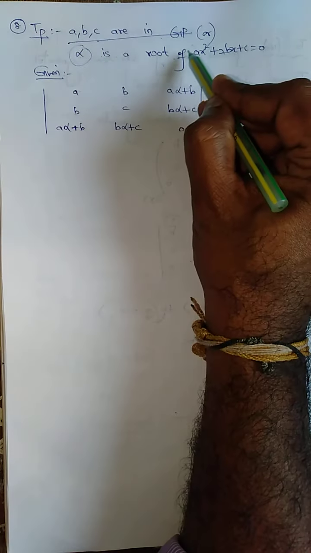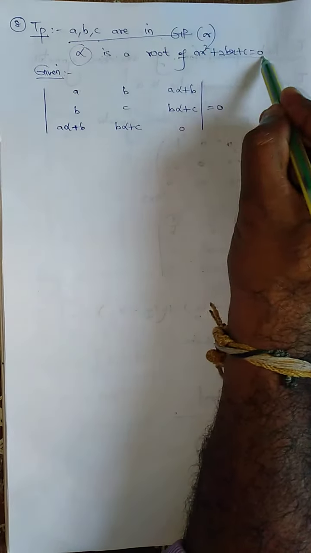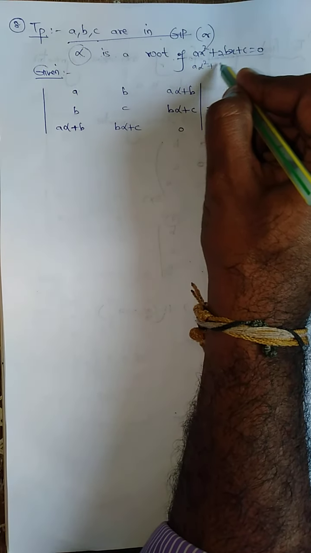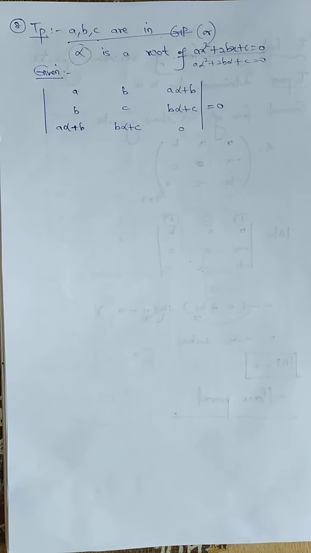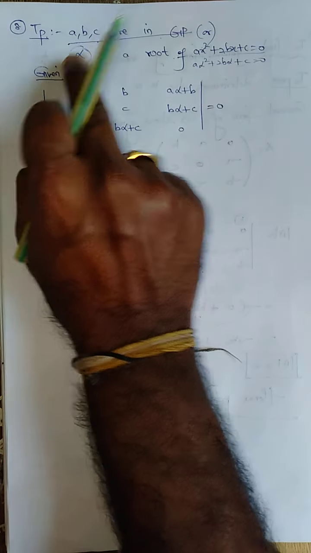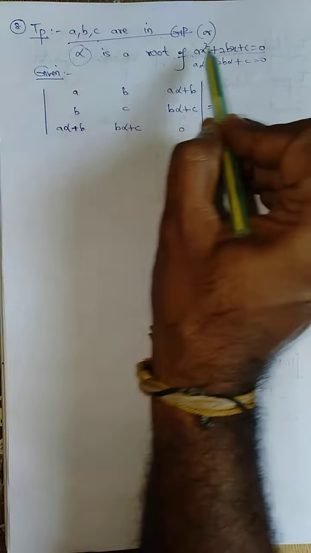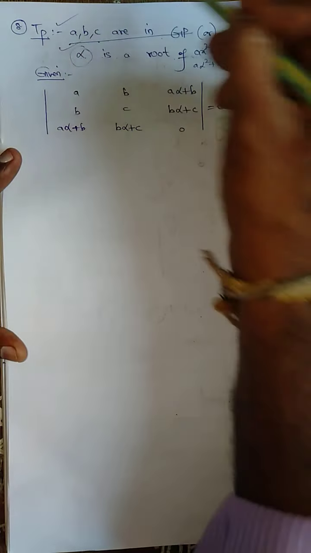This alpha I can apply here. A alpha square, if it is a root. If alpha is a root of this equation, what is the answer going to be? A alpha square plus 2b alpha plus c equals 0. In place of x, I need to apply alpha, since alpha is one of the roots of this equation. So I need to find these two.